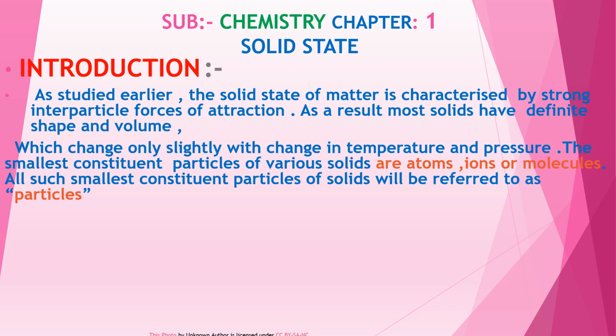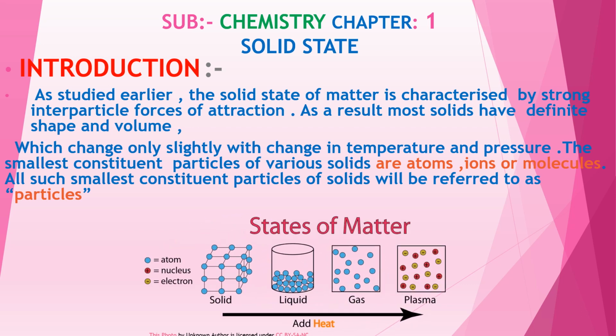The smallest constituent particles of various solids are atoms, ions, or molecules. All such smallest constituent particles of a solid will be referred to as particles in this chapter. Simply, we know that solid, liquid and gas are the three states of matter.